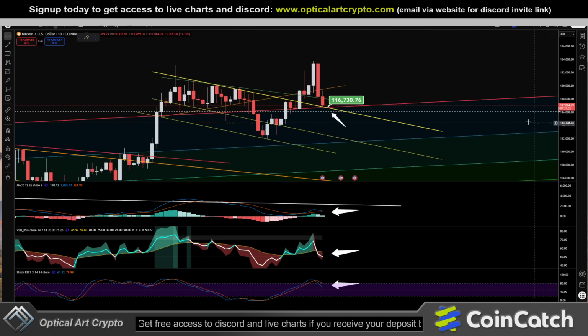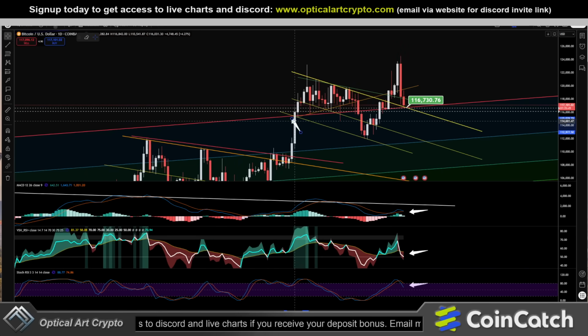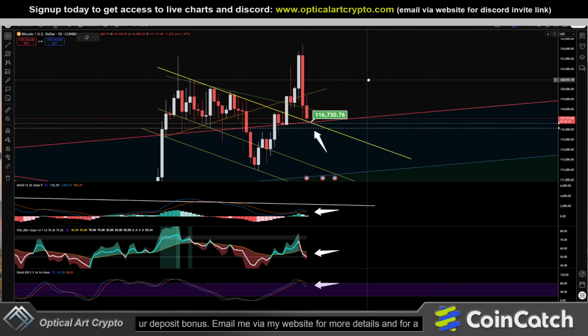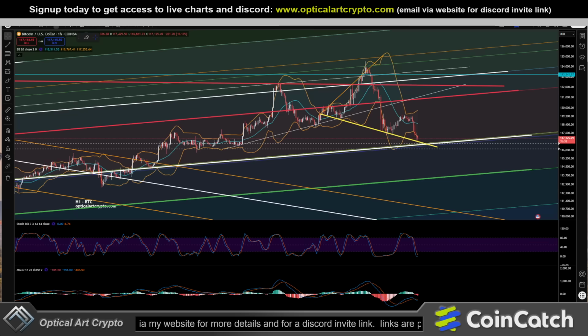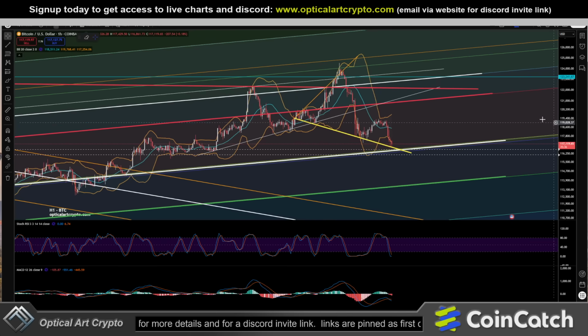But not only do we have this red line that's support, right? We also have this yellow line, which is the channel we broke out of. So that's double support. So as long as that holds, this looks like an ideal point to scalp along or go long. I did want to also point out there's confluence.